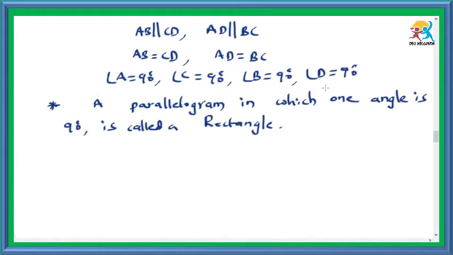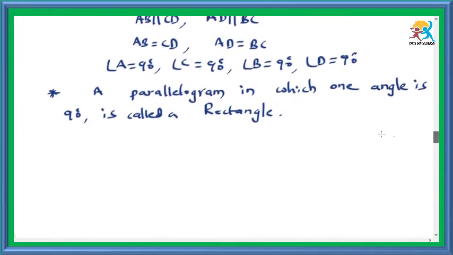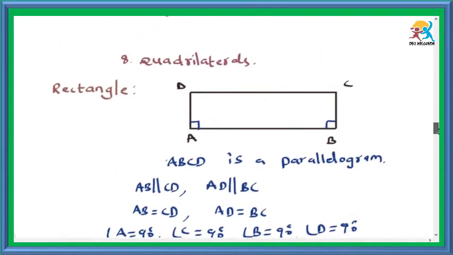So then what is the unique property in the rectangle? In the rectangle, the diagonals are equal. Only one property, that is diagonals are equal. So the diagonals AC is equal to BD. How can we prove the two diagonals are equal?